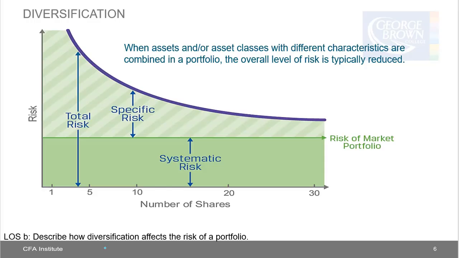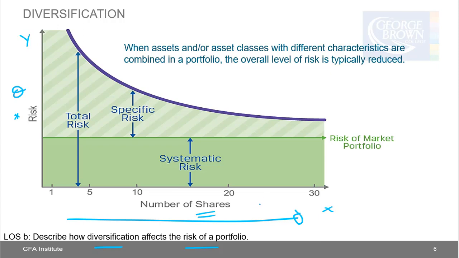Learning outcome statement B is: describe how diversification affects the risk of a portfolio. So we're looking at a graph here. Whenever I look at a graph, I always want to zoom in immediately and understand what I'm looking at on the y-axis and on the x-axis. In this chart, on the y-axis, we're looking at risk. As we go up, we're increasing the total risk. And on the x-axis, as we go this way, we're looking at the number of shares or different securities.